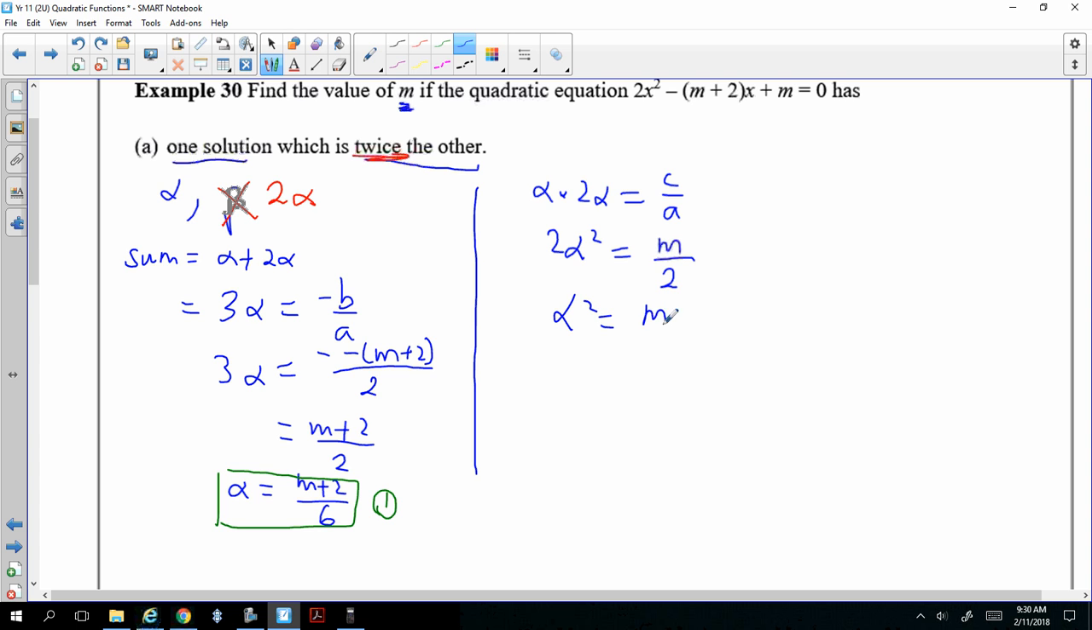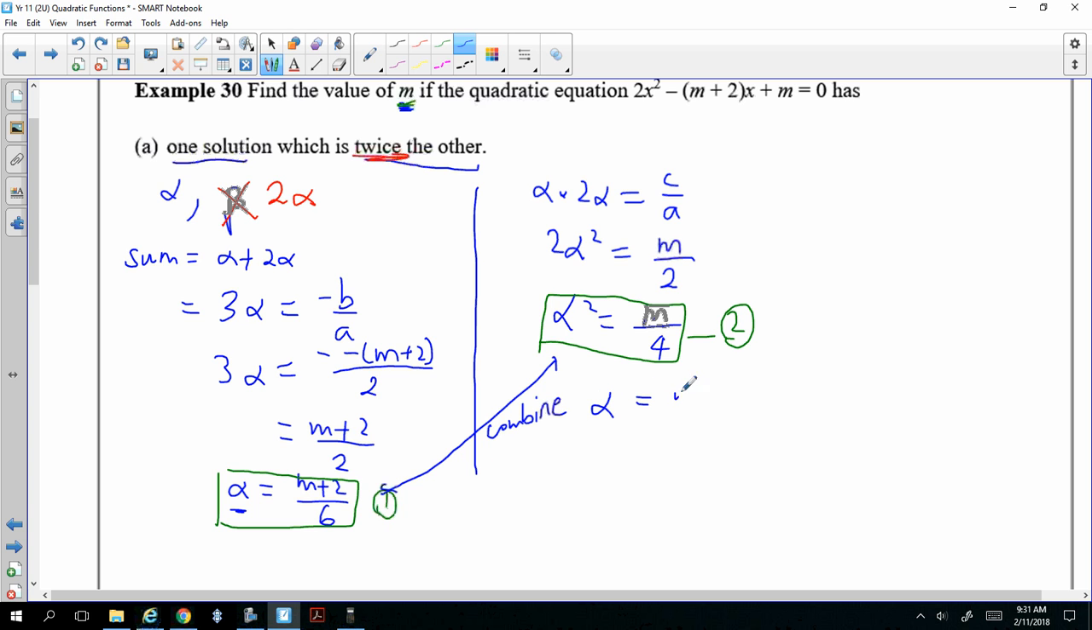Now the question asks for m, right? So how do I find m? You have to eliminate alpha. How do I eliminate alpha? We have to combine them. Combine. Now how do we combine? So we substitute. Now see, alpha is this. So let's write alpha here. Alpha equal to m plus 2 over 6. Now replace the alpha by, we'll substitute that into the square. Yes, let's do that. So we're going to go m plus 2 over 6 squared equal to that. And you have to solve a quadratic. Alright, go.